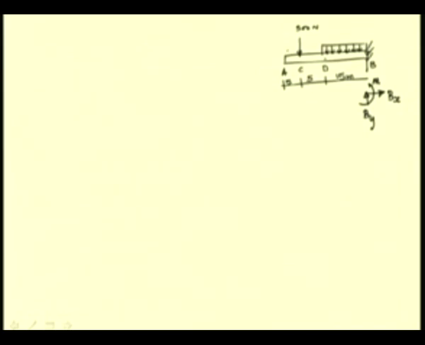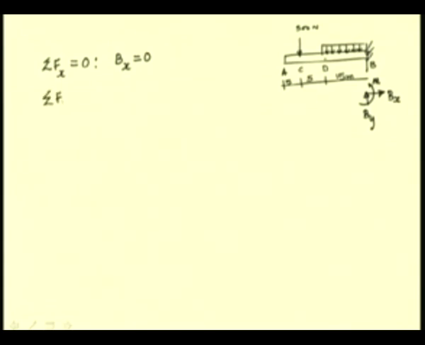So, from the equilibrium of this body, we write these equations. The first is summing the force component along the x direction, from which we find that Bx has to be 0 because we do not have any horizontal component of the loading. So, Bx has to be 0.